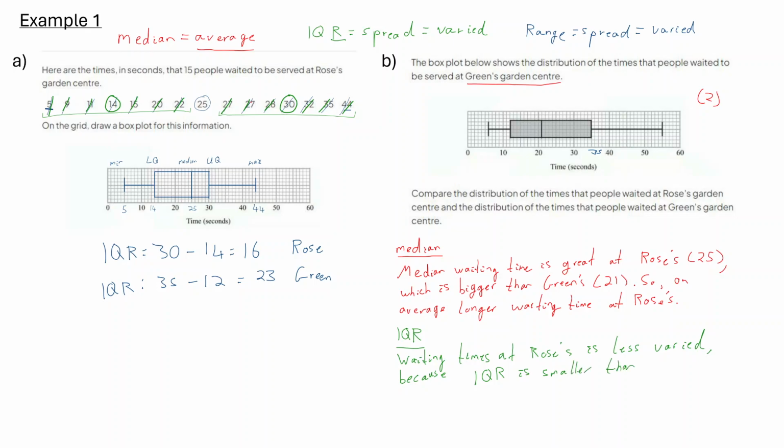than Greens. Okay, so we're going to state the numbers here, we can say that 16 is less than 23. So these are really good answers, right? Because the median, I talked about the key words here. So we talked about the median. I've stated the key measure of average there. I've stated the numbers, so I've got 25 and 21. I put it into context: on average, it is longer there. And for the IQR, the key words here, I've got less varied because I'm referring to the interquartile range, and I've stated the numbers, which are down here. So that is a really good answer.